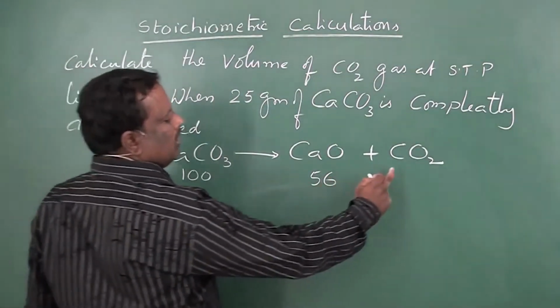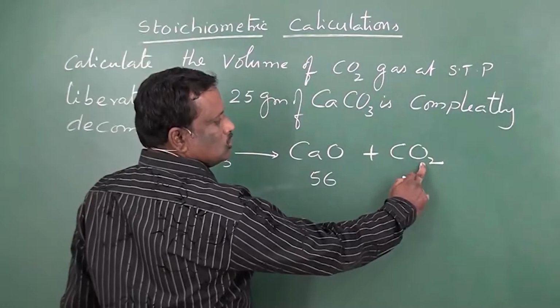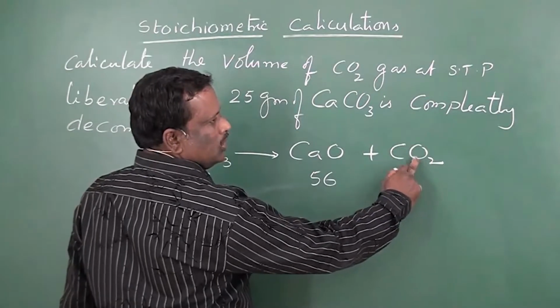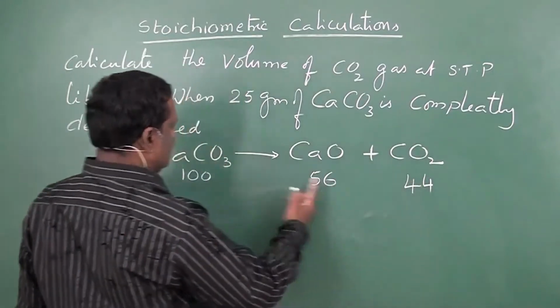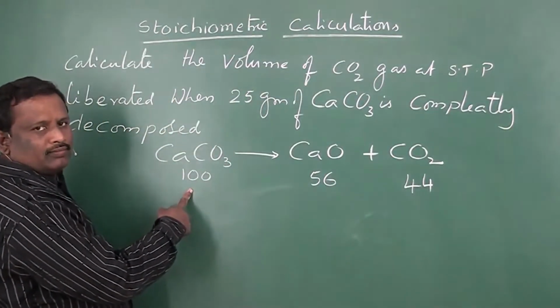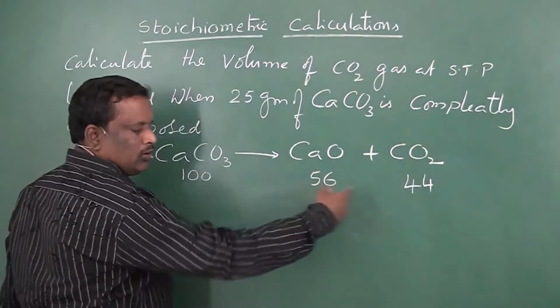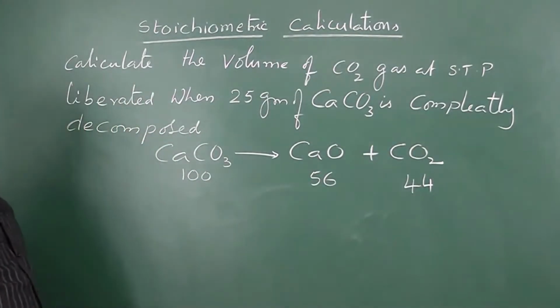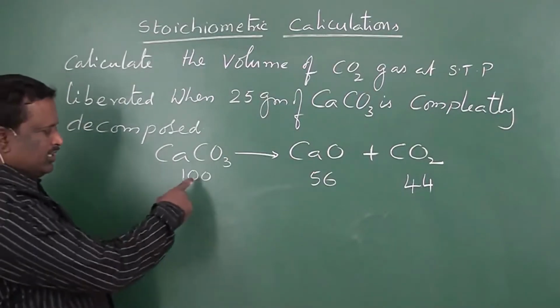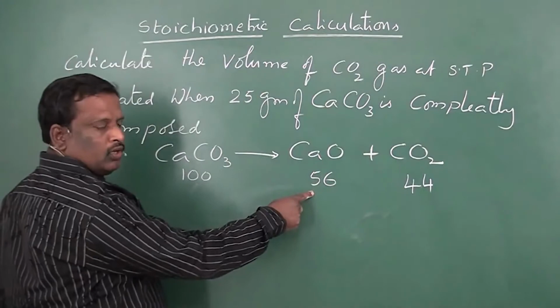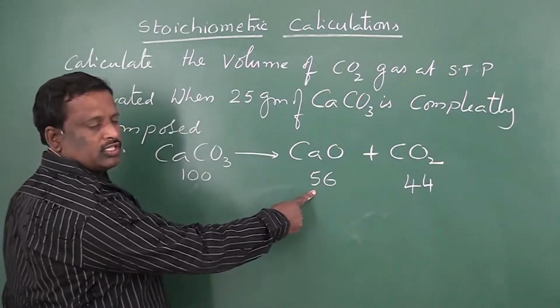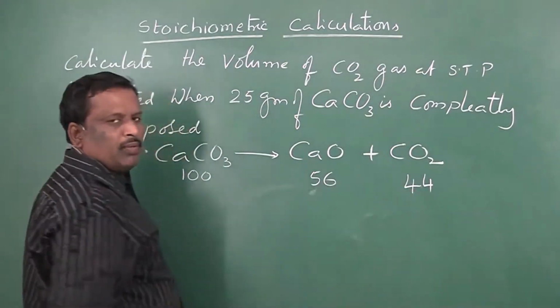Here in CO2, carbon is 12 plus 2 oxygens, 2 16s, 32. 12 plus 32, it is 44. Now 44 plus 56 will be equal to 100. It should be always equal. Now what is the relation they are asking? This shows that 100 grams of calcium carbonate decomposes to give 56 grams of calcium oxide and 44 grams of carbon dioxide.